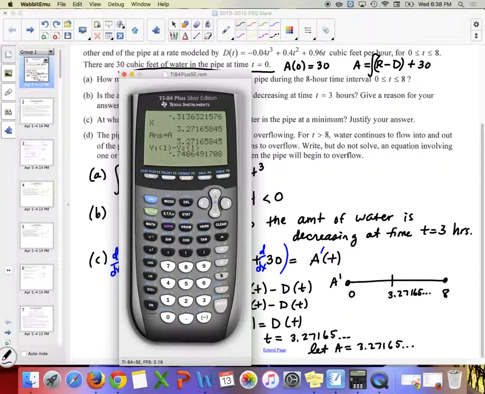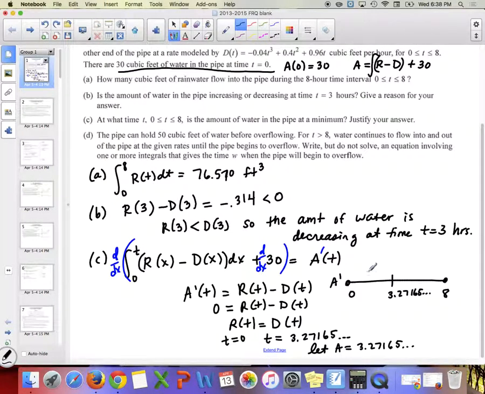So I get a negative amount. But if I do second enter and I plug in like 4, I get a positive amount. So that means that A was going down and then it was going up, so that indeed is a minimum.